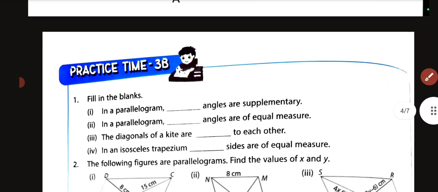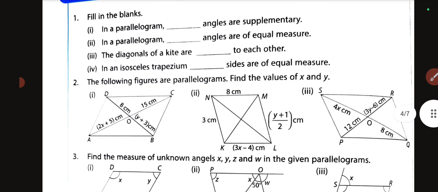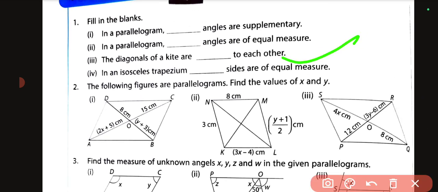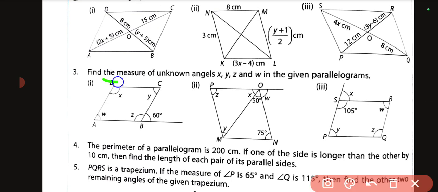Next is exercise 3b, question number 3. Question number 1 done, 2 is also done, and question number 3 first part is done. Now question number 3 second part. Find the measure of the x, y, z and w.